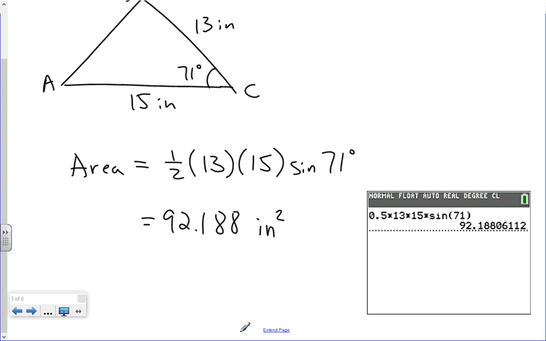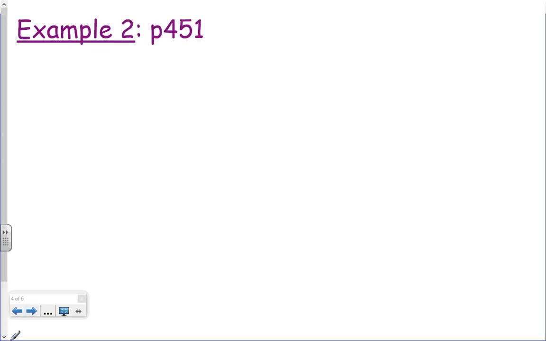All right, let's take a look at another example here. Look at example 2. Example 2 says they want us to find the area of triangle JDH. And for triangle JDH, they tell us that J is equal to 5 centimeters, D is 7 centimeters, and H is 11 centimeters. Okay, so for this one, they gave us 3 sides. They gave us side, side, side for this one.